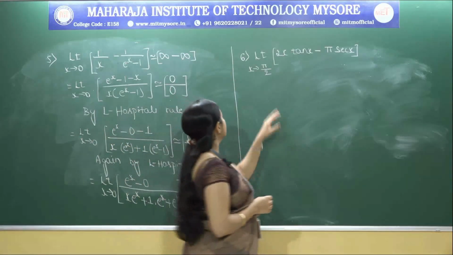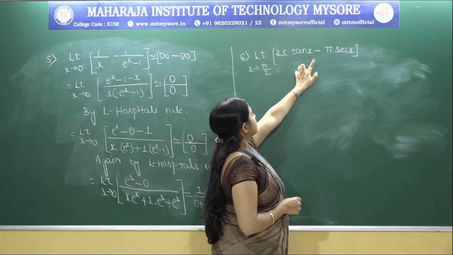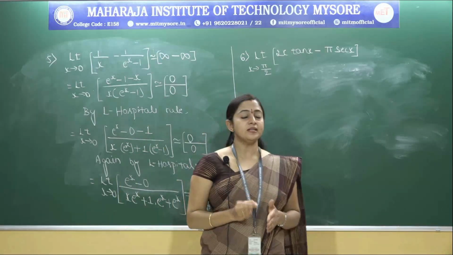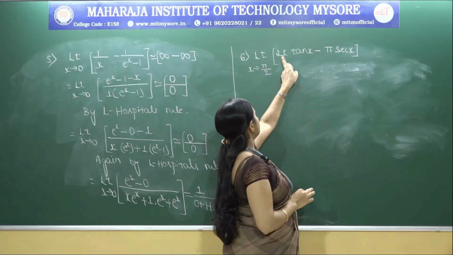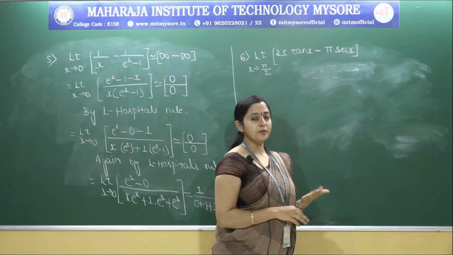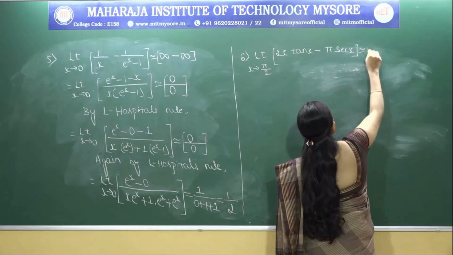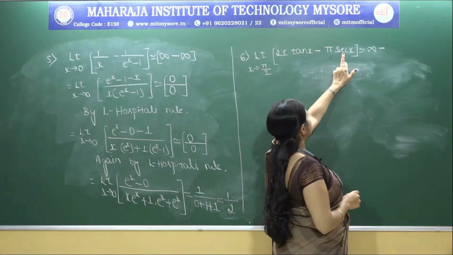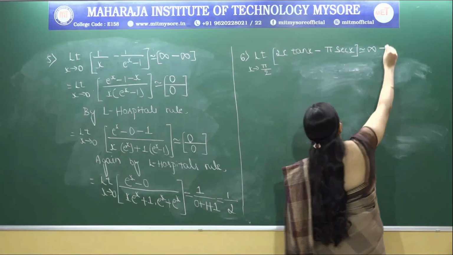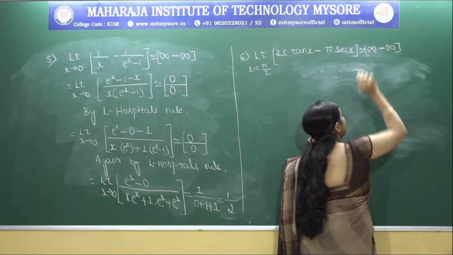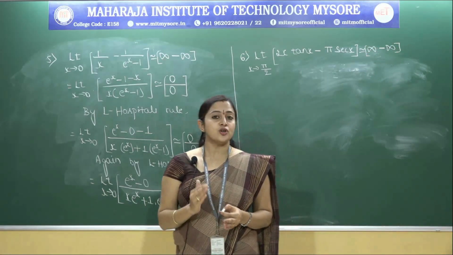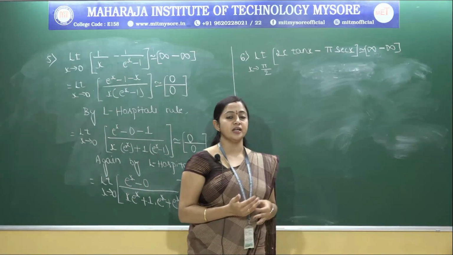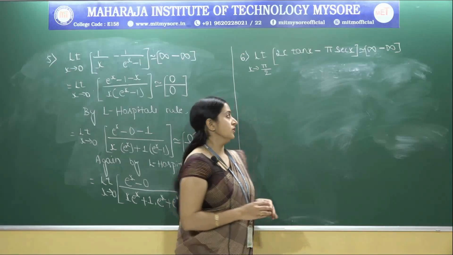So the next problem, limit of 2x tan x minus pi secant x, limit as x tends to pi by 2. First you apply the limit. So the first limit 2 into pi by 2, tan pi by 2, tan pi by 2 is infinity, you will get the first term is infinity. Since infinity into any term is infinity, the second one pi into secant pi by 2, the secant pi by 2 is also infinity. So it is infinity minus infinity form. First you convert into standard indeterminate form, it is 0 by 0 or infinity by infinity. Then you apply the L'Hospital rule.